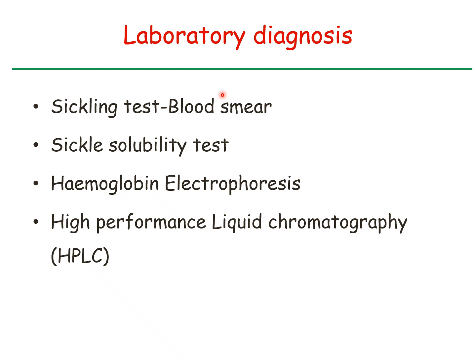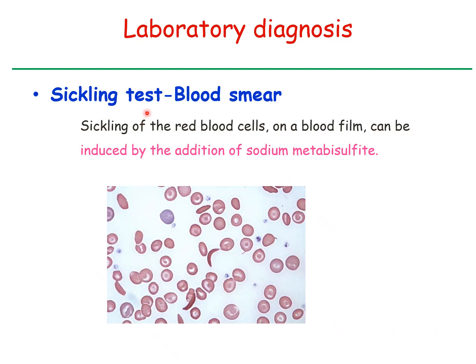Laboratory diagnosis: sickling test, blood smear test, sickle solubility test, hemoglobin electrophoresis, HPLC method. For the sickling test, one reagent is used. This is for MCQ questions. They'll be asking what is the reagent added for the sickling test? Sodium metabisulfite. When this is added to the RBCs, in the blood smear test, the sickle shape will be shown nicely.